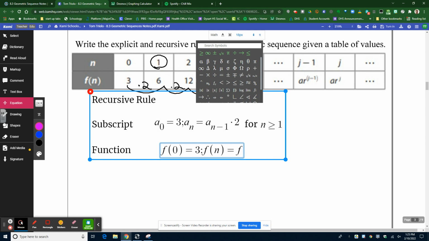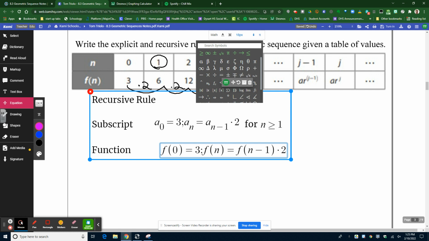Remember, f of n and f of n minus 1, a of n and a of n minus 1, just means that to get my current number, I need to start with my prior number. F of n minus 1 just means prior number. And I'm multiplying by 2. If you put the 2 in front of the f, that's okay too. I don't care where you put it. Just make sure it's clear that it's not anywhere between the f and the parentheses or inside the parentheses.